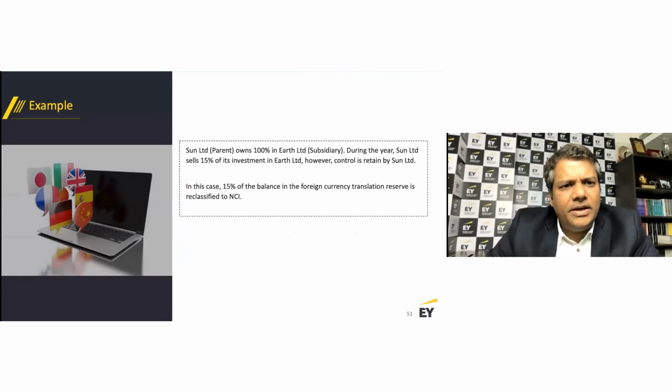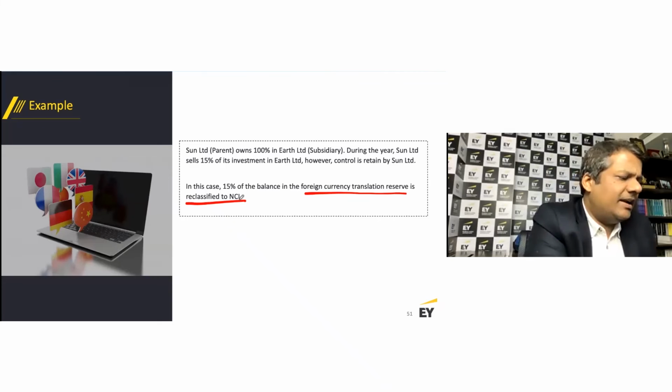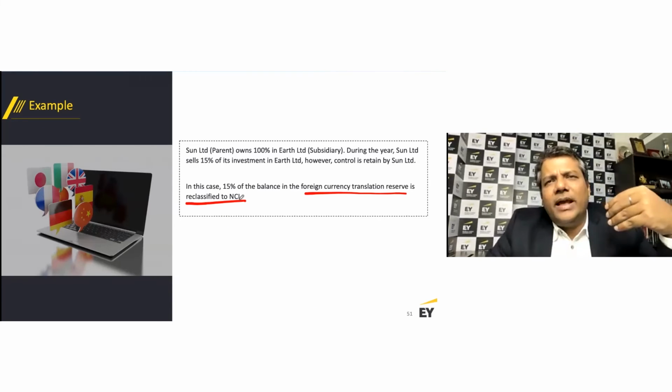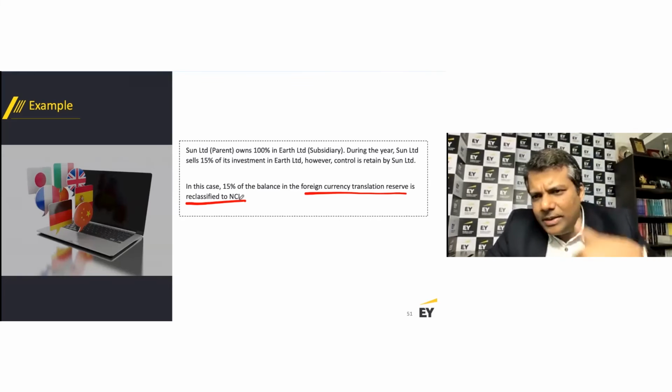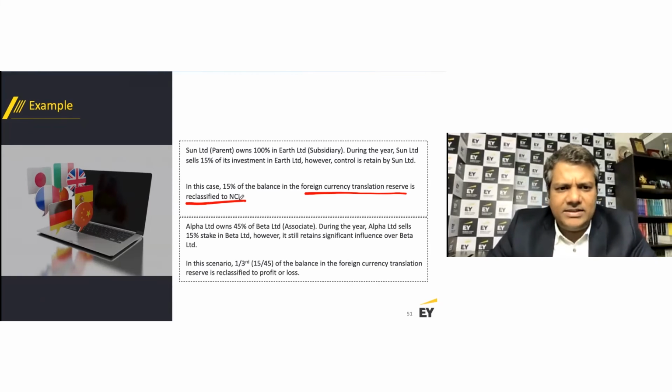Let's take an example here. Sun Limited owns 100% in Earth Limited. During the year, Sun Limited sells 15% of its investment in Earth Limited, so it's a non-controlling interest. However, control is retained by Sun Limited. In this case, 15% of the balance in foreign currency translation reserve is reclassified to NCI. Nothing goes to P&L. It simply gets reclassified, because when you are going from control to control, that means I'm still in control, nothing goes to the P&L. It's an equity box reclassification.